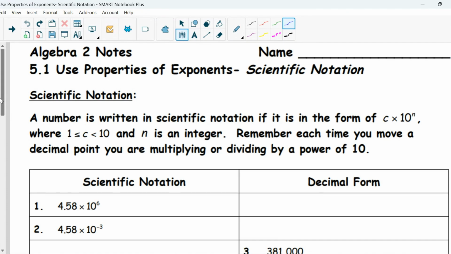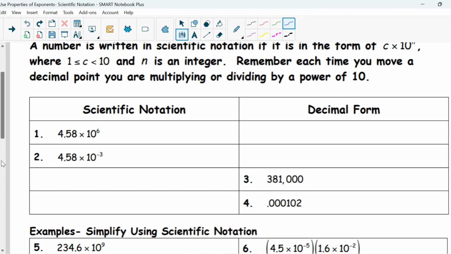Okay, so in number 1 here, we have 4.58 times 10 to the 6th power. Some of you may remember from science doing this. If I have 4.58 and I want to multiply this by 10 to the 6th power, we need to move this decimal point 6 places to the right. So we have 1, 2, 3, 4, 5, 6. There's our new decimal point. And then we fill in each of the place values with a 0. So this would end up giving me 4,580,000 as my decimal form for this scientific notation.